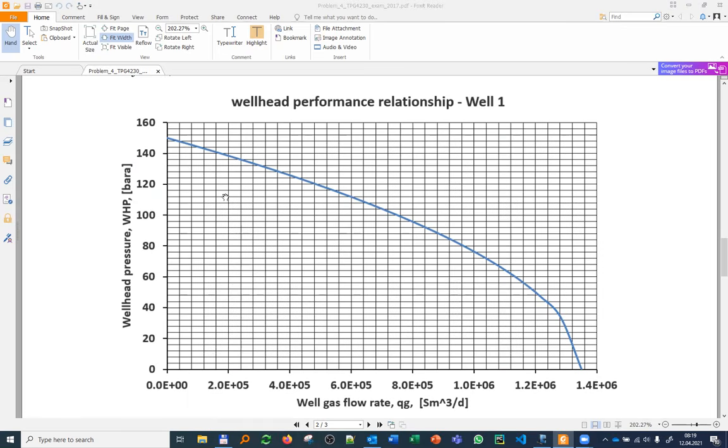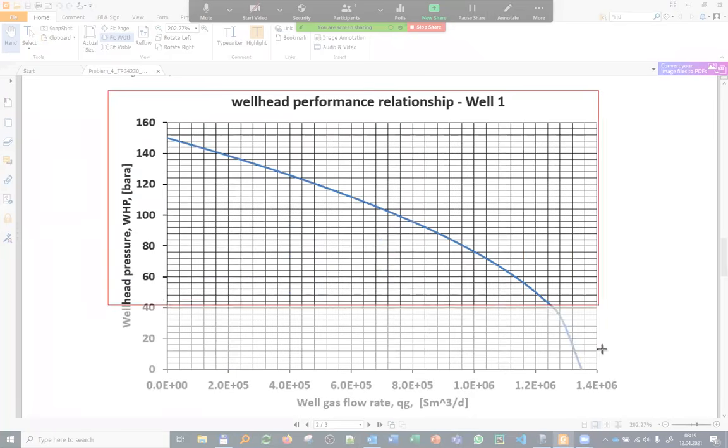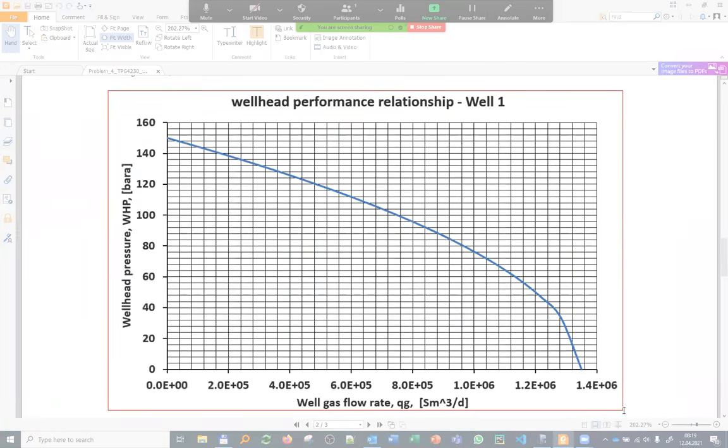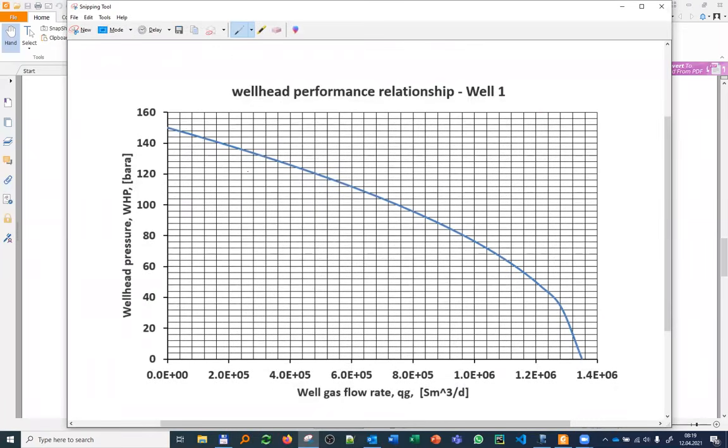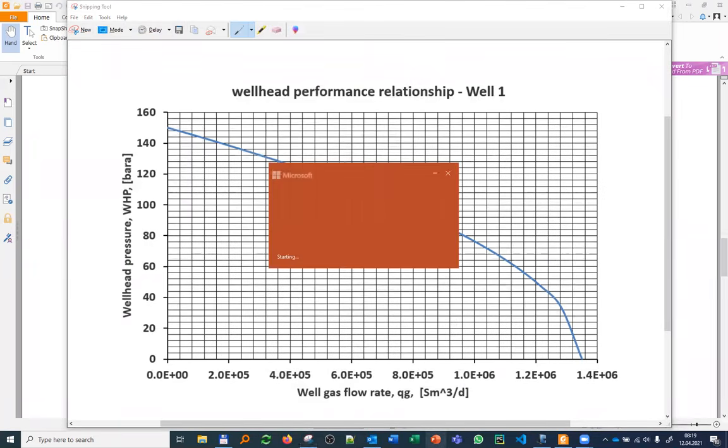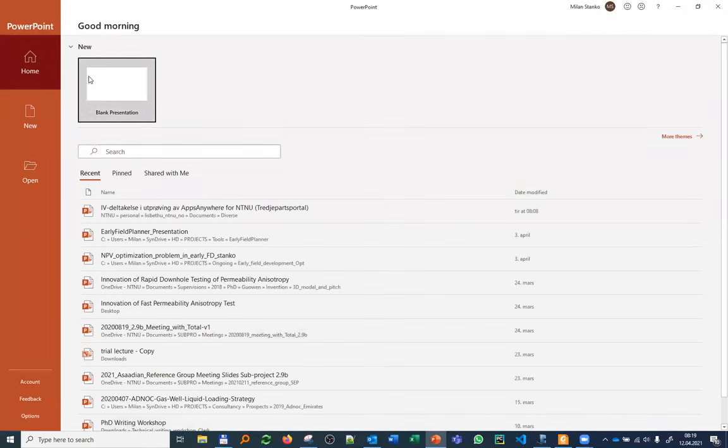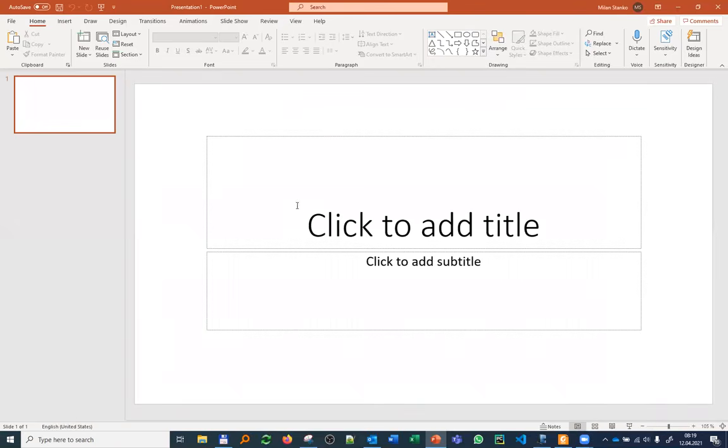So we've got these curves. This is for well 1. This represents the curve of IPR plus TPR. I'm going to open PowerPoint to make it simpler to get the points.